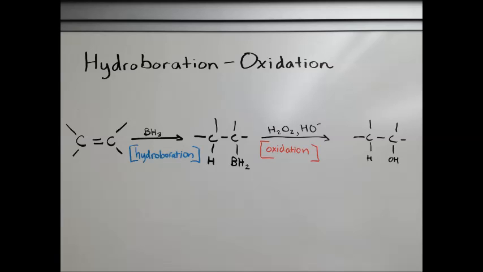Hydroboration-oxidation is a two-step reaction sequence that converts an alkene to an alcohol. Hydroboration is the addition of borane, BH3, to an alkene, forming an alkyl borane. Oxidation converts the C-B bond of the alkyl borane to a C-O bond.